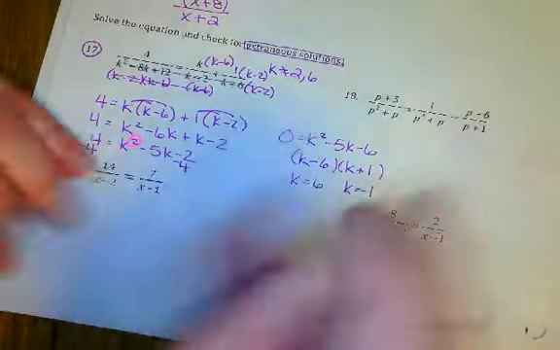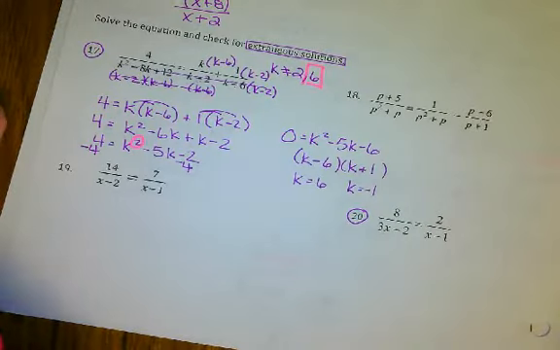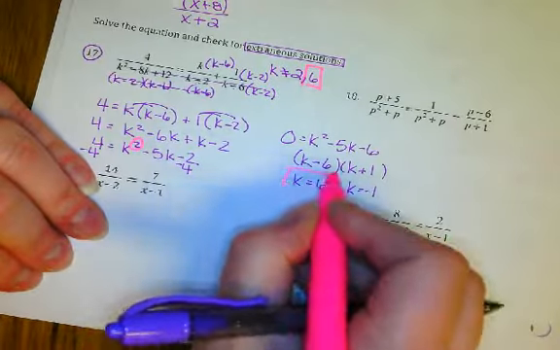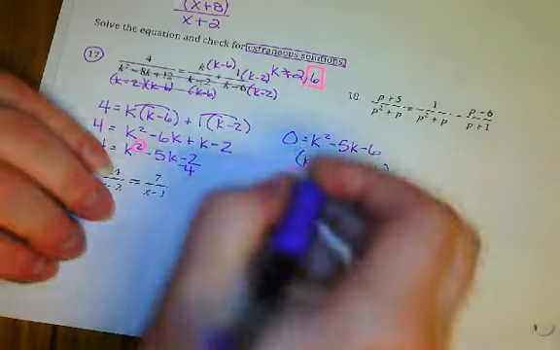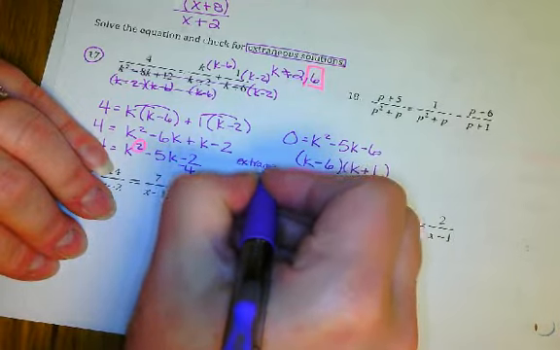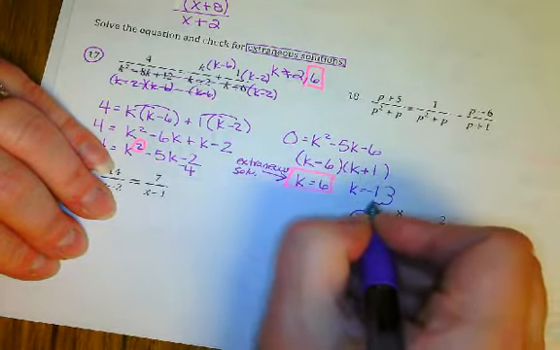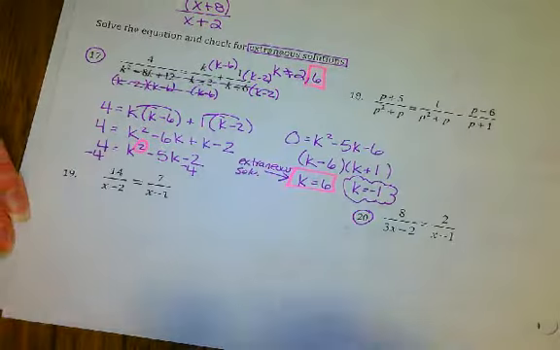Now earlier in the problem we talked about that undefined. And one of the answers that k could not be was 6. So k cannot be this answer. So this is your extraneous solution. But this is your valid answer.